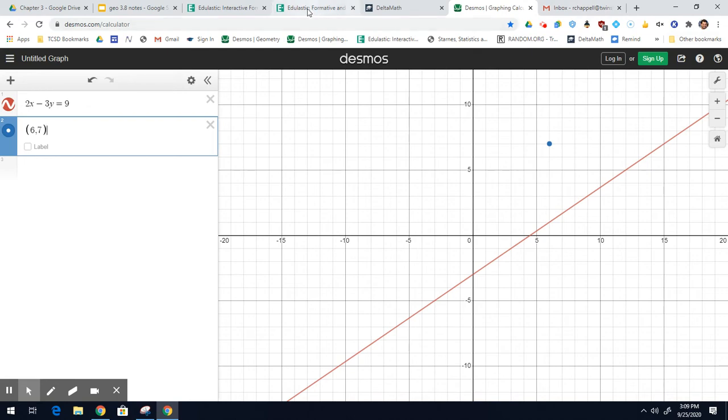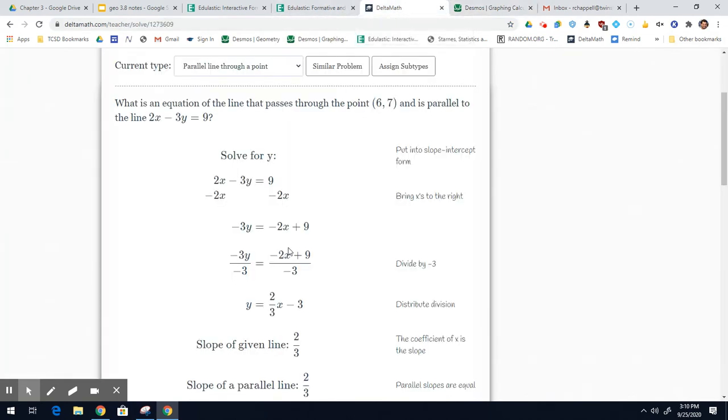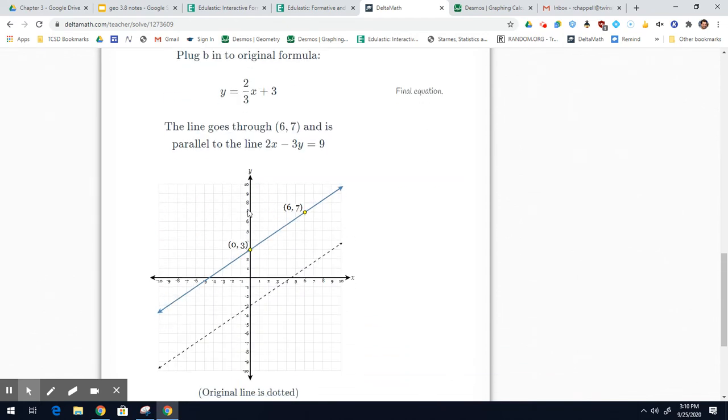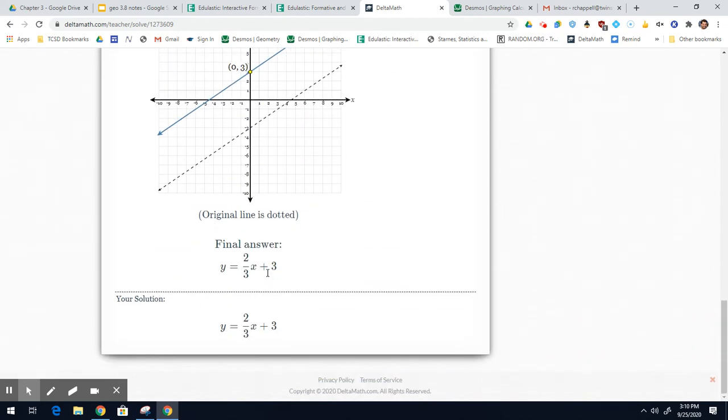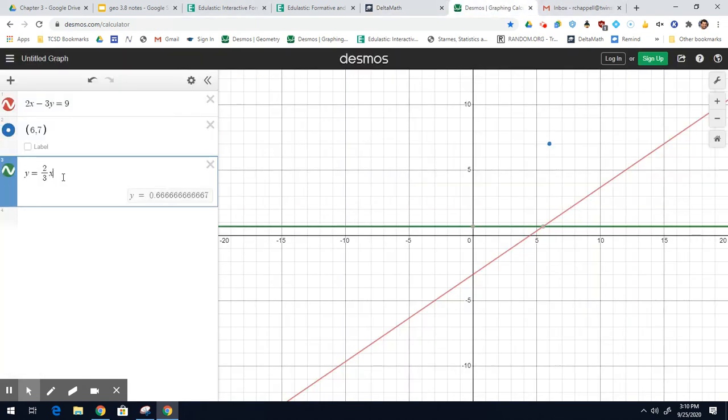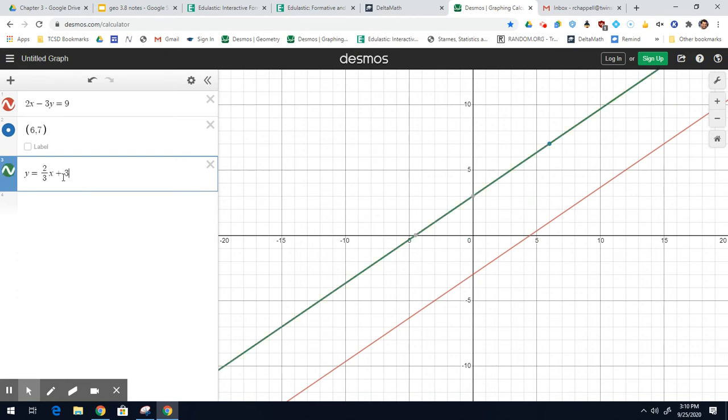Now watch. I'm going to graph my new line, which I typed into Desmos, which I typed into the answer as y equals 2/3 x plus 3. And watch what happens. Y equals 2/3 x plus 3. Boom. Parallel through my point. I feel very confident. So use Desmos graphing calculator to check your answers.